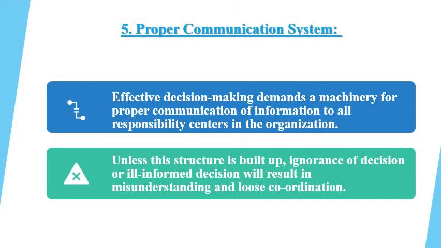Number 5. Proper communication system. Effective decision making demands a machinery for proper communication of information to all responsibility centers in the organization. Unless this structure is built up, ignorance of decision or ill-informed decision will result in misunderstanding and loss of coordination.